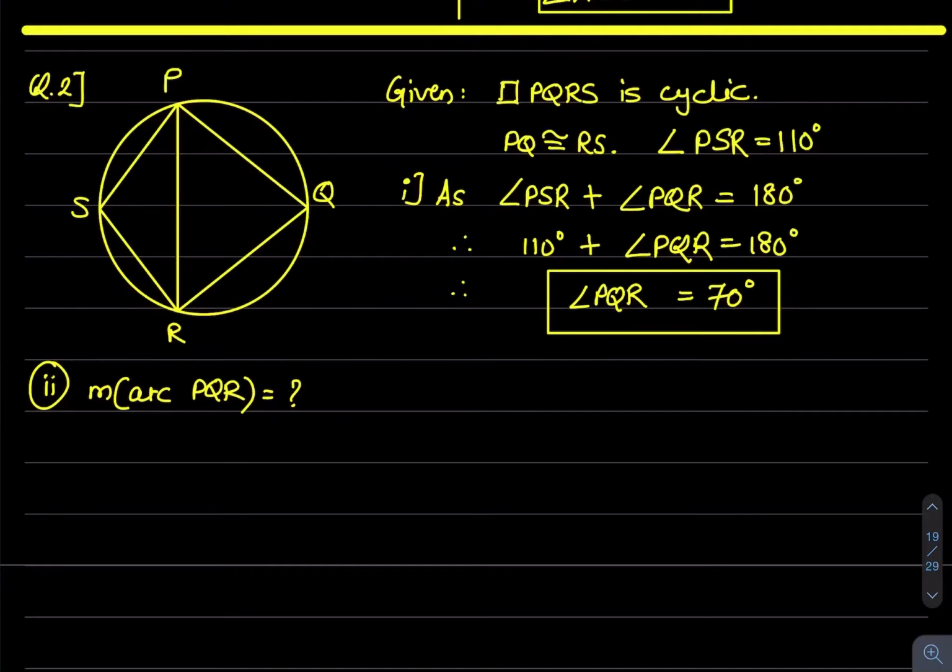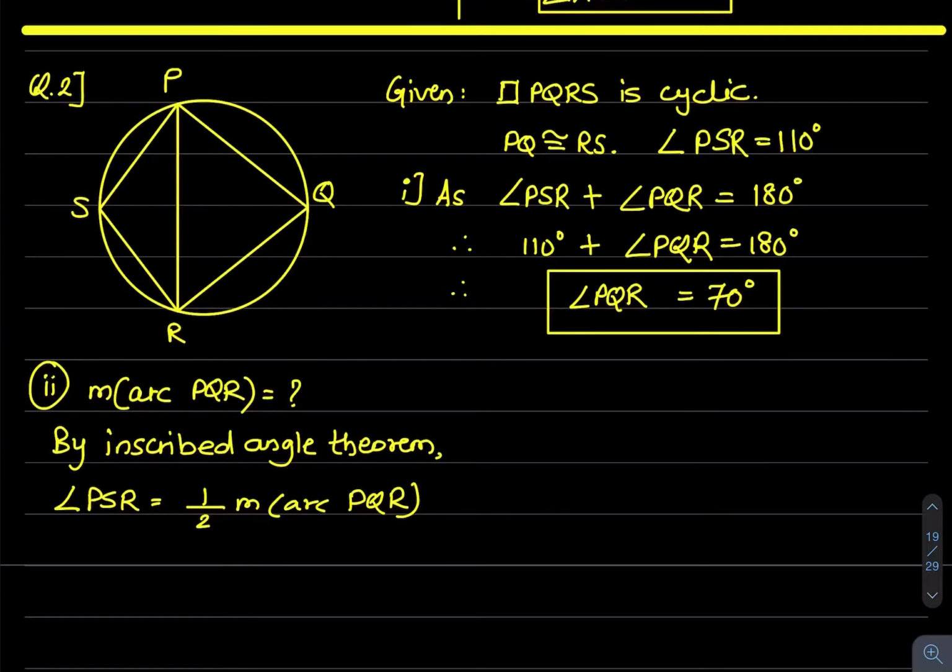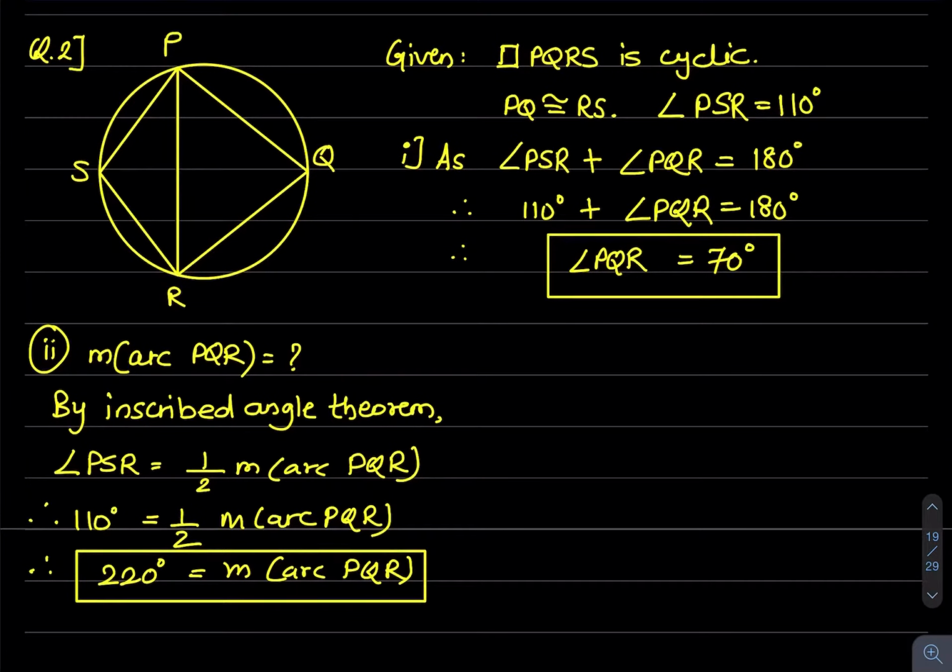So next, to find measure of arc PQR by the inscribed angle theorem, angle PSR is intercepting this arc, arc PQR. So the measure of angle PSR will be half of the measure of arc PQR. So 110 degrees equals half into measure of arc PQR. So measure of arc PQR will be 220 degrees. Now for third, measure of arc QR.